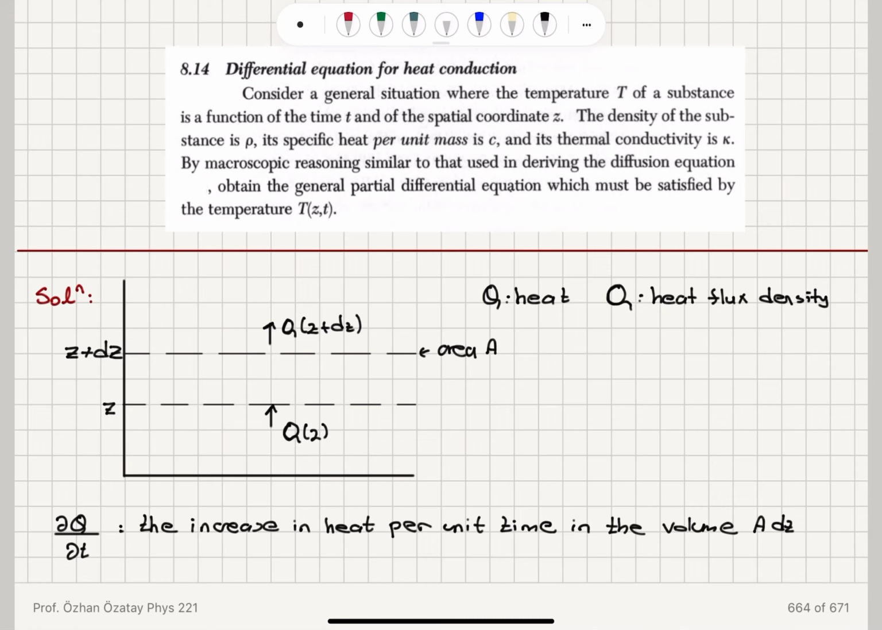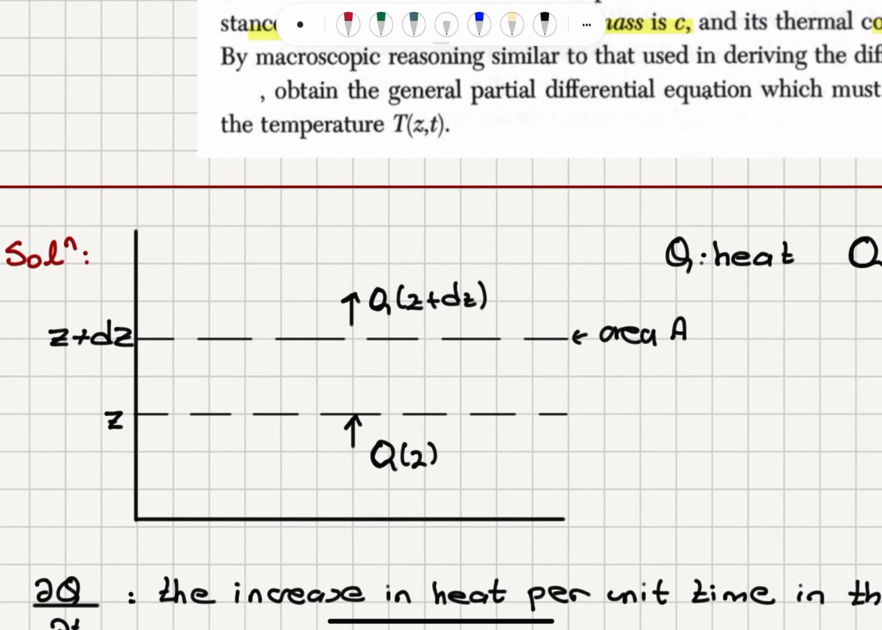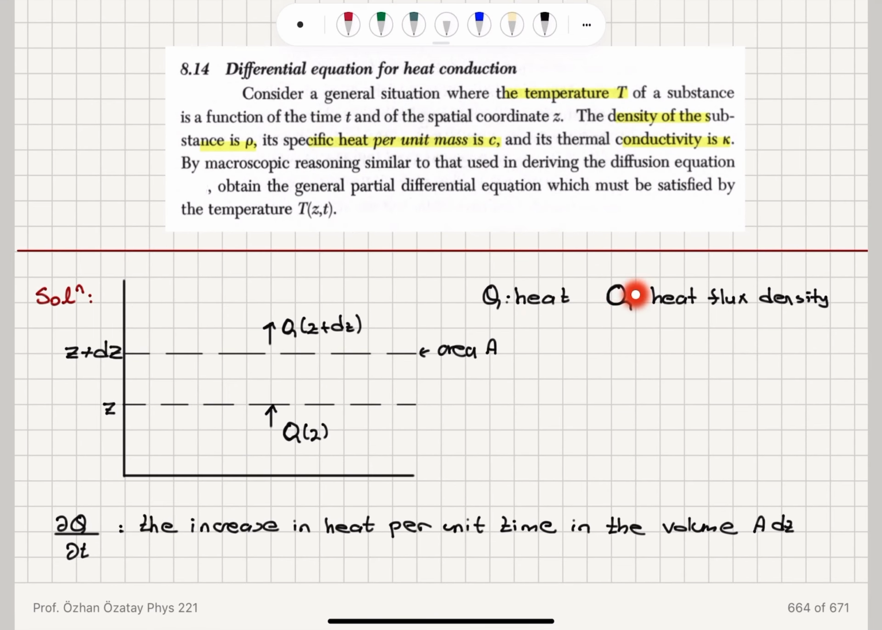So we have the temperature T, which for a substance with density ρ, specific heat per unit mass C, thermal conductivity kappa. Now, if I consider a plane for z equal to constant on this substance, there is the heat flux entering this region between z and z plus dz, that is q of z, and there is the heat outflux, basically q of z plus dz. So I call q the heat and this funny q the heat flux density or heat flux.